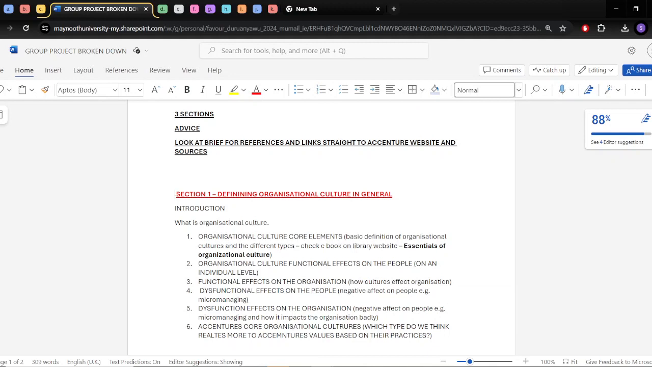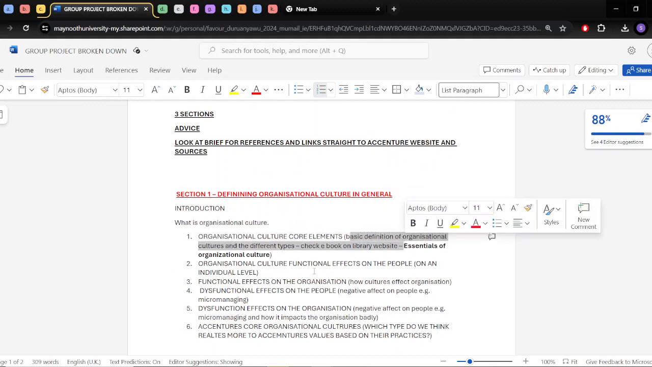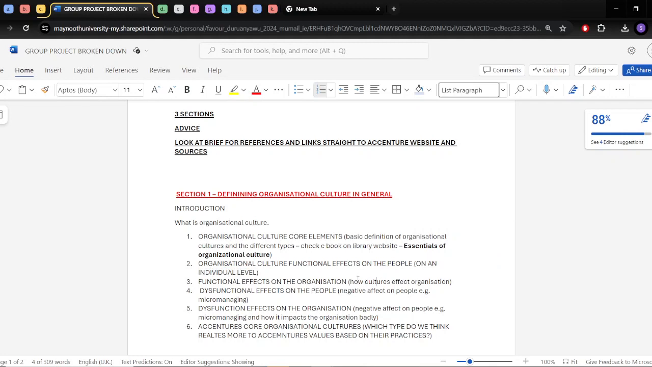So we've got section 1, defining organizational culture in general, as we just went through it. And then we have 1, 2, 3, 4, 5, and 6. Okay, so we're each going to take one of these. One person is going to say the core elements, which is the basic definition. Then somebody else will do functional effects on the people, so we're just going to talk about it on an individual level. Then the same thing, but from an organizational perspective. Then the dysfunctional effects, someone else is going to take that.